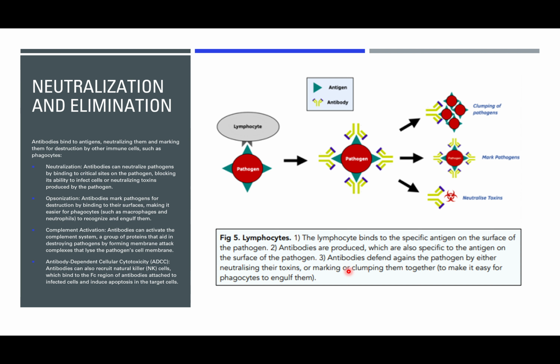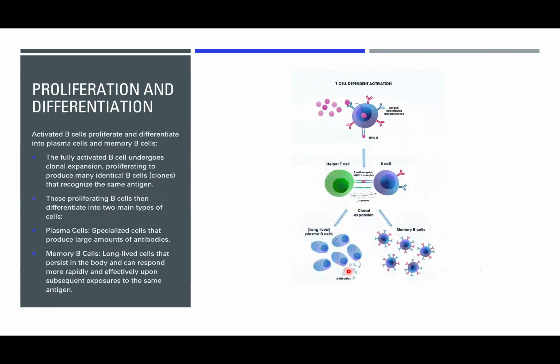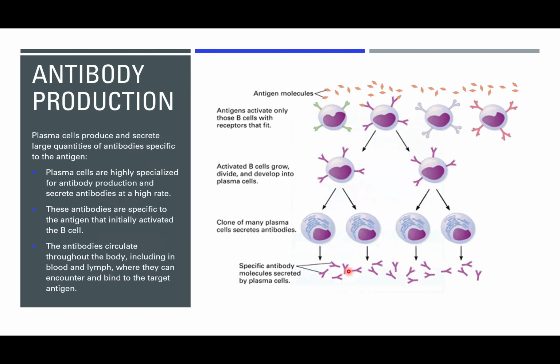T helper cells will bind to that complex that is presented on the surface and produce cytokines. Cytokines help with the proliferation, maturation, and differentiation of these different B cells. So we're going to have plasma B cells and memory B cells. Memory B cells are stored. Plasma B cells are going to be producing our antibodies.